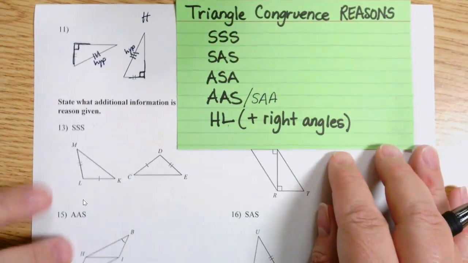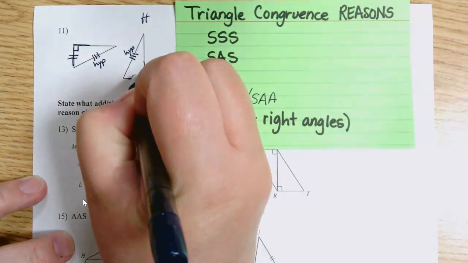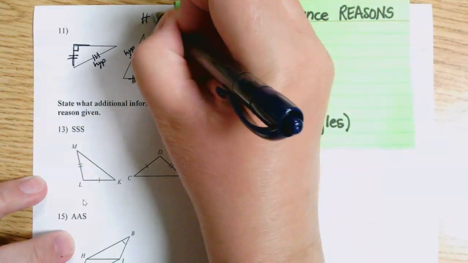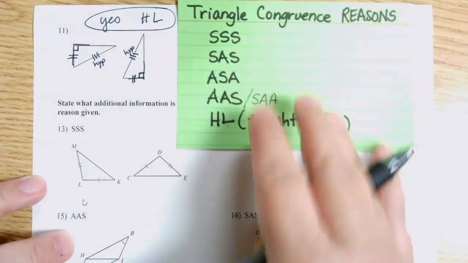Okay. Now what else do I know? Well, I know another pair of sides. Well, every other pair of sides in a right triangle is called the leg. So yes, I have HL. Boom.